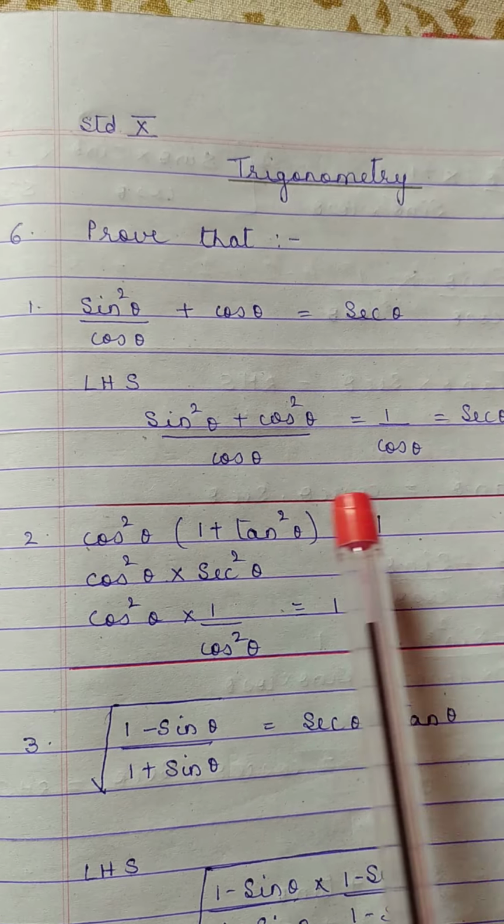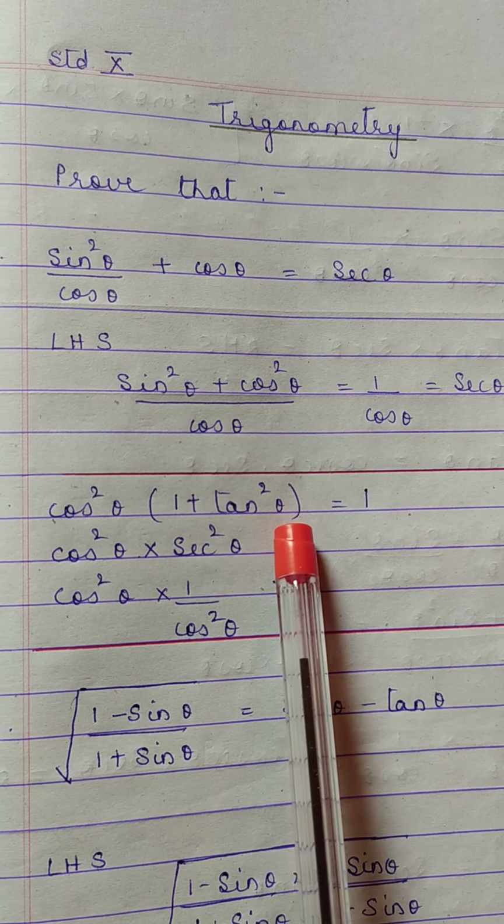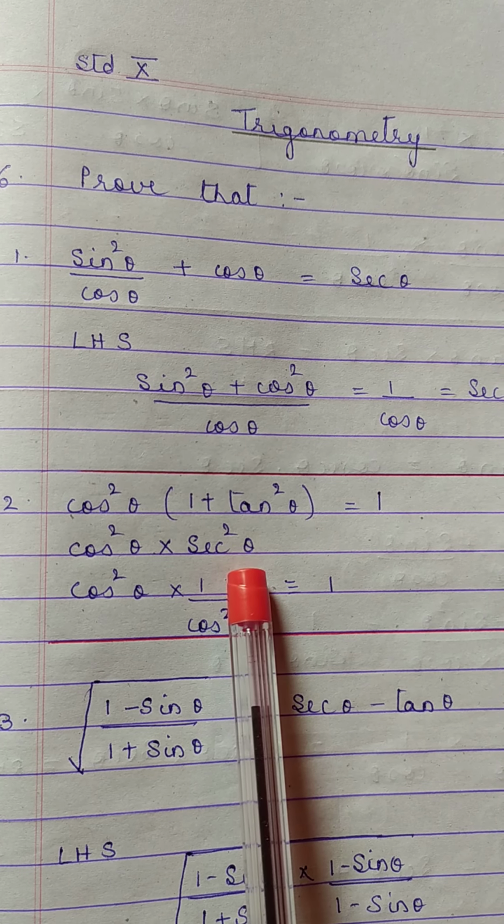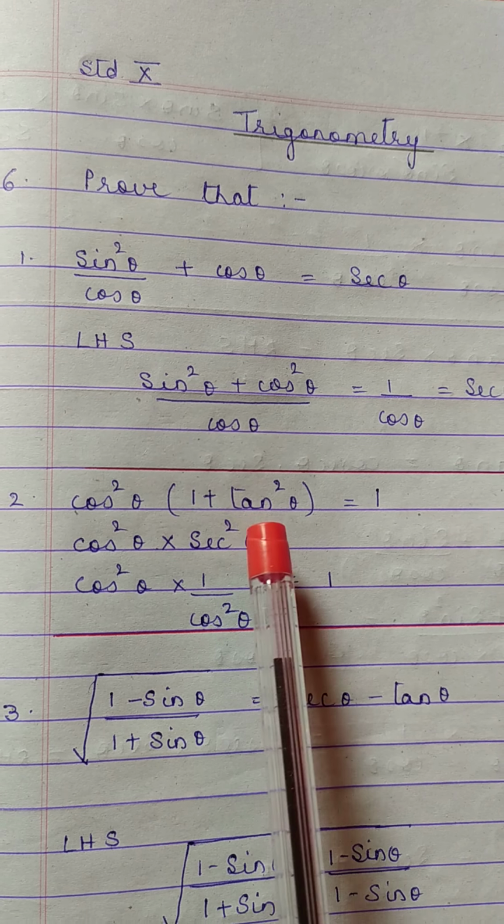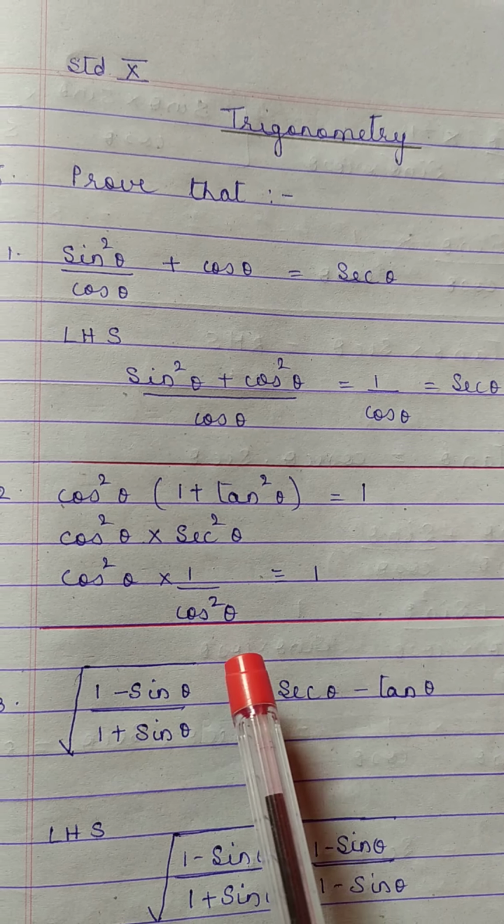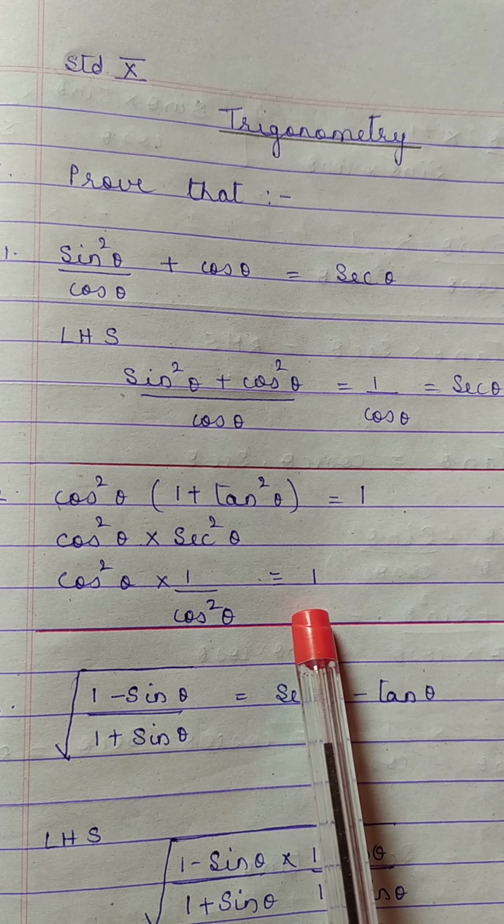Okay. Next, second question, cos square theta into 1 plus tan square theta is equal to 1. We know the identity 1 plus tan square theta equal to secant square theta. So substitute it in place of this. Secant square theta we know is 1 by cos square theta. Both these get cancelled and so your answer is 1.